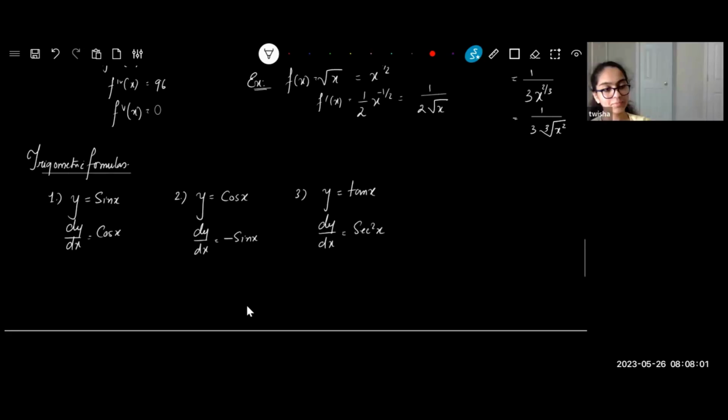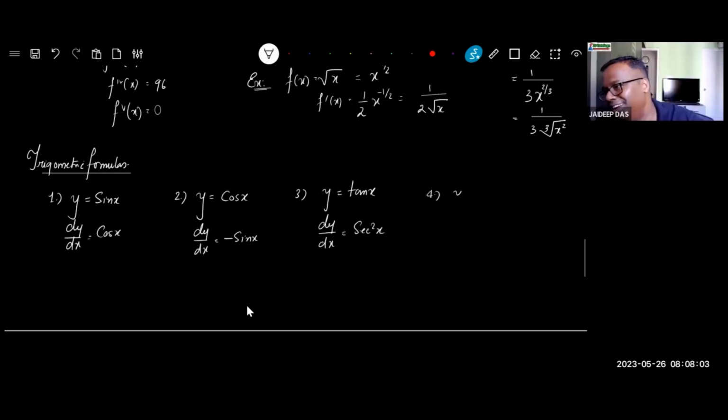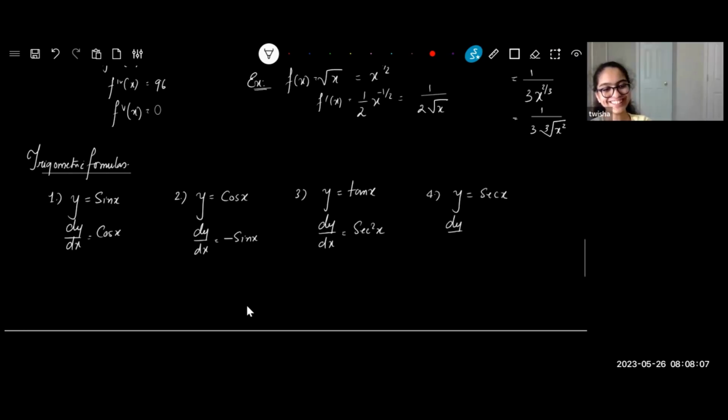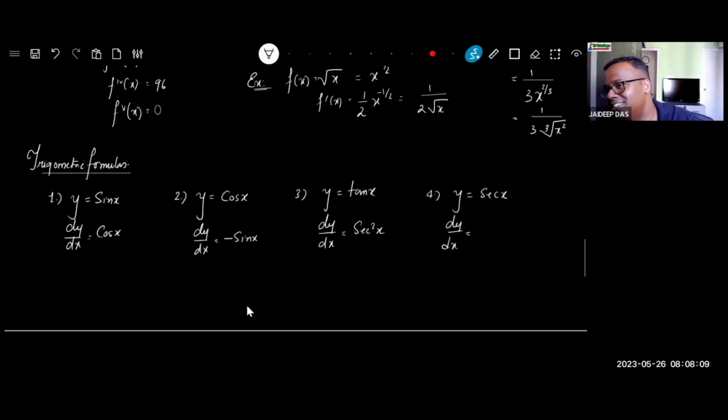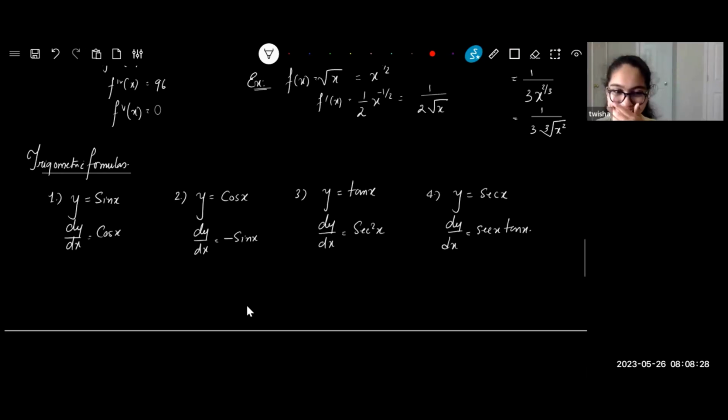Fourth formula. y is equal to sec x. Well, there's more. There are three males and 3 females: sin, cos, tan, and cosec, sec, cot. Sin's wife is cosec. Cos's wife is sec. Cot's wife is, first I have to write that. Then we'll write these also.